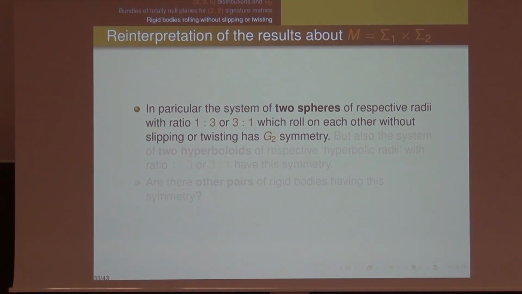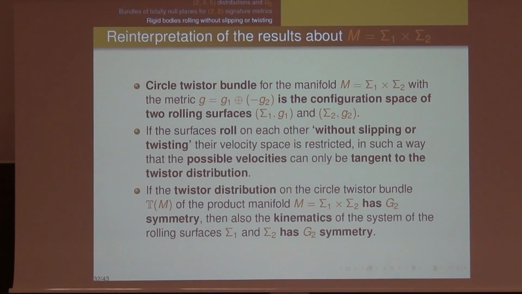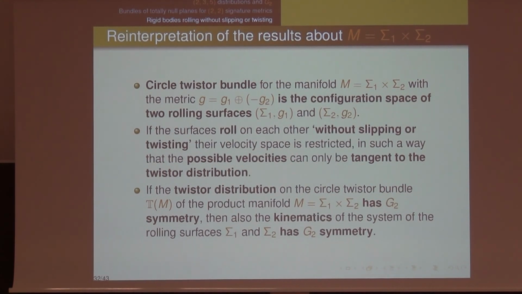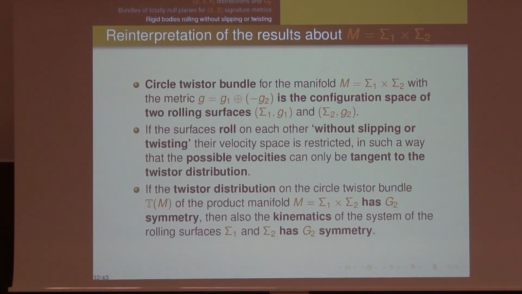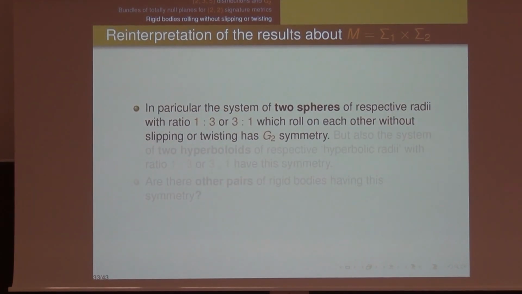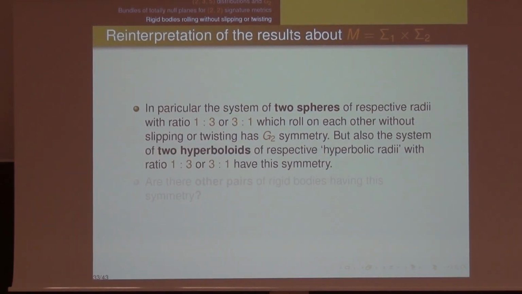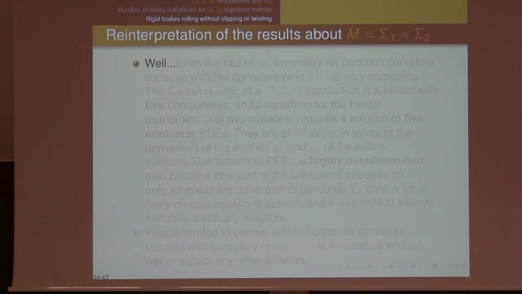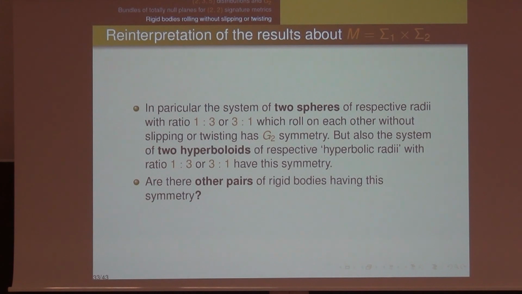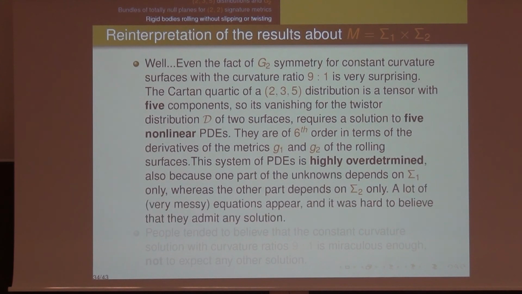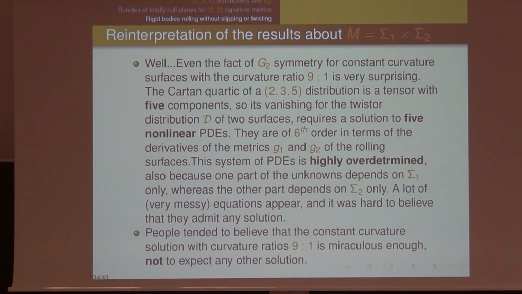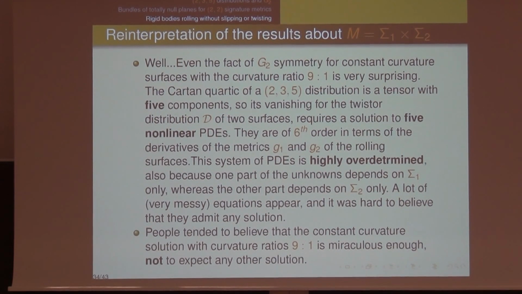In particular, now I can interpret this condition of Bryant, that Bryant had these two spheres of ratio 1 to 3 that when rolling were giving a G2 symmetry. And it's obvious why now, because I had this result about 1 to 3. So now the question is if I have other pairs of such rigid bodies having this property. It would be surprising that I have; it's almost impossible. People don't believe that there is any other pair of surfaces that have symmetry G2 when rolling without slipping or twisting.